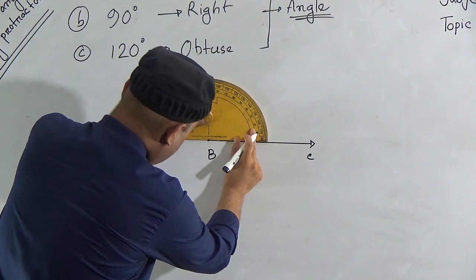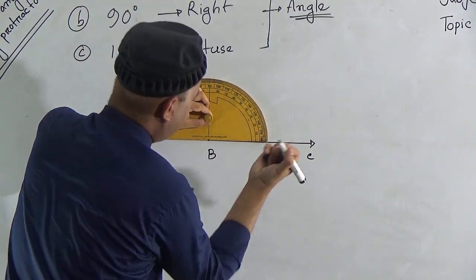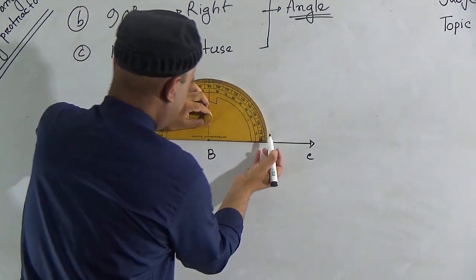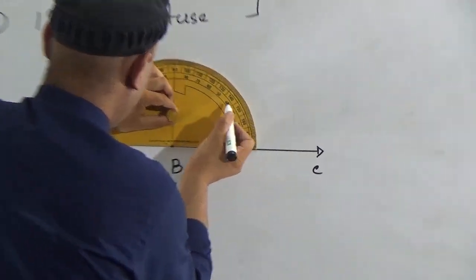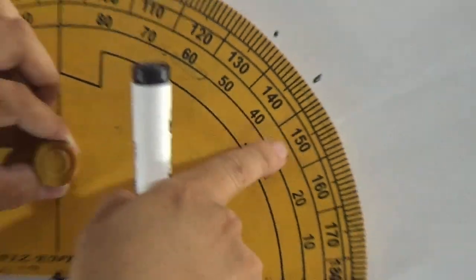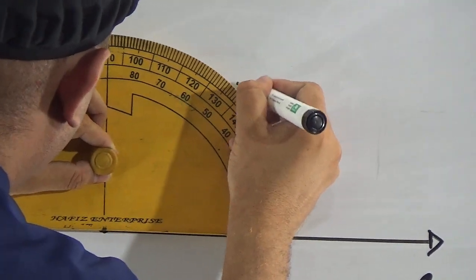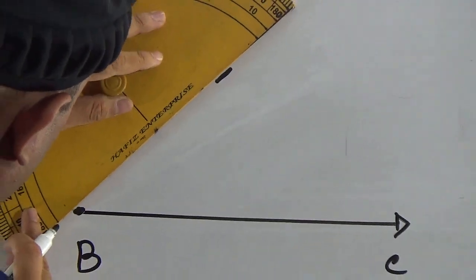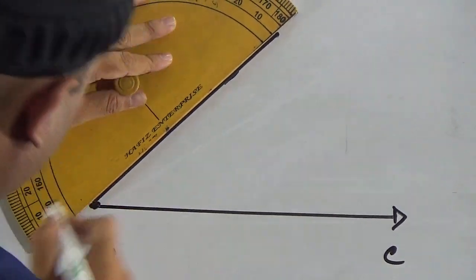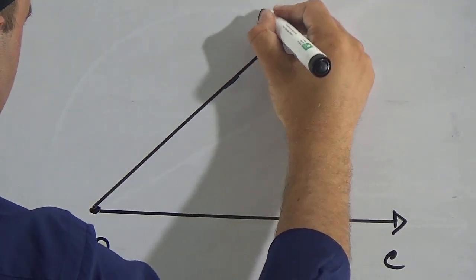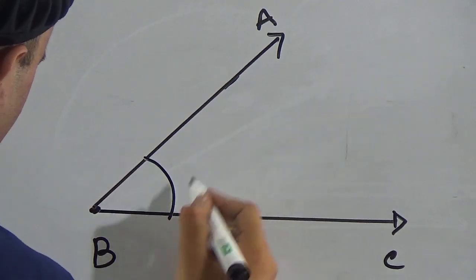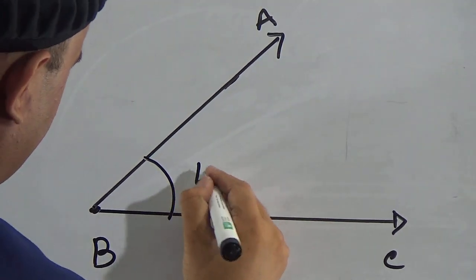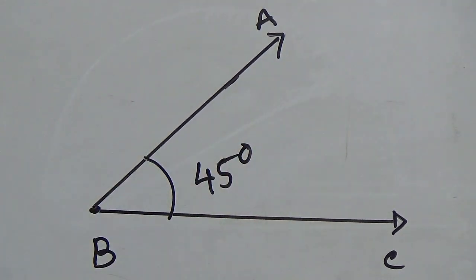Now I coincide this point and the zero line with the baseline, then count 10, 20, 30, 40 and 50. This is 40 and this is 50. The 45 is between them, so this is the point of 45 degrees. Now mark this point. So if I denote this one by A, then we can say angle ABC is 45 degrees.